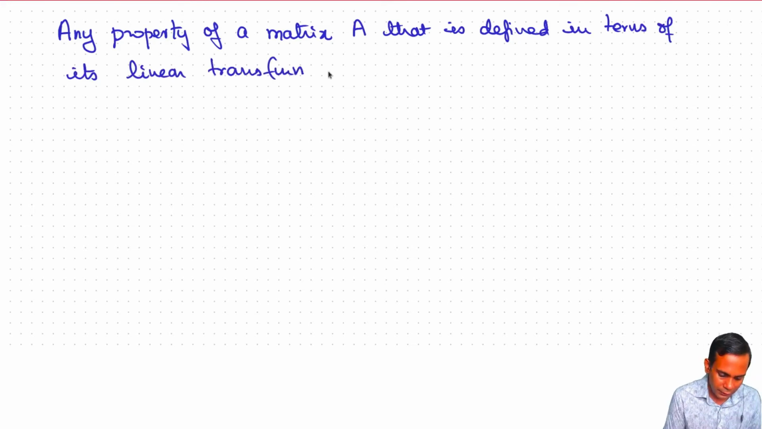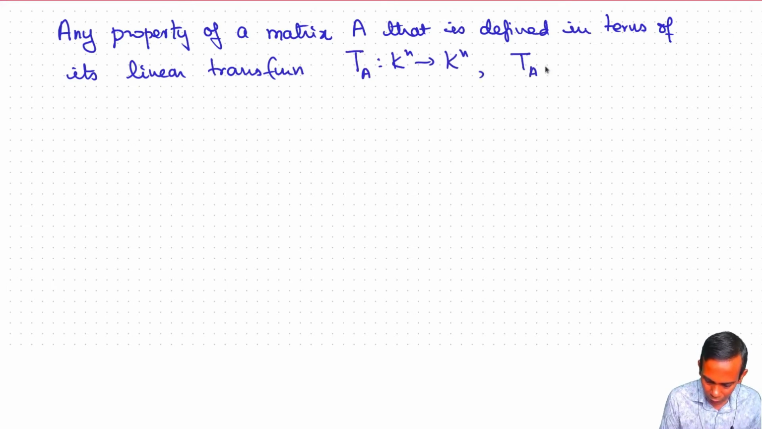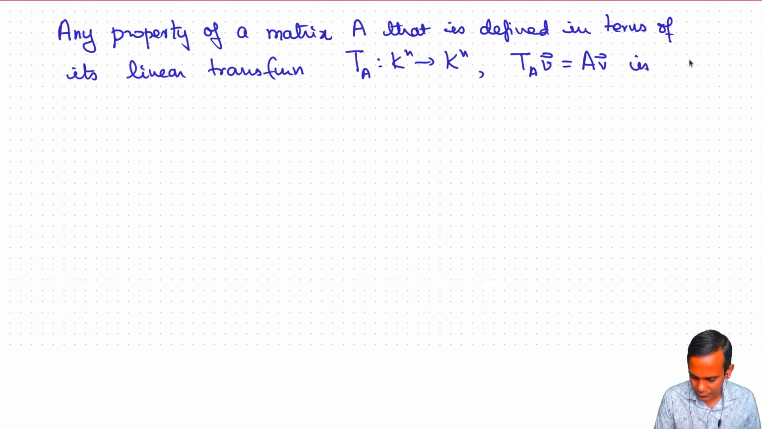So if you have a matrix A, you can define TA from Kn to Kn given by TA of v is equal to Av. So here we think of v as a column vector, and so you just multiply A on the right by v to get a linear transformation. So this is the linear transformation corresponding to the matrix A, is invariant under similarity.